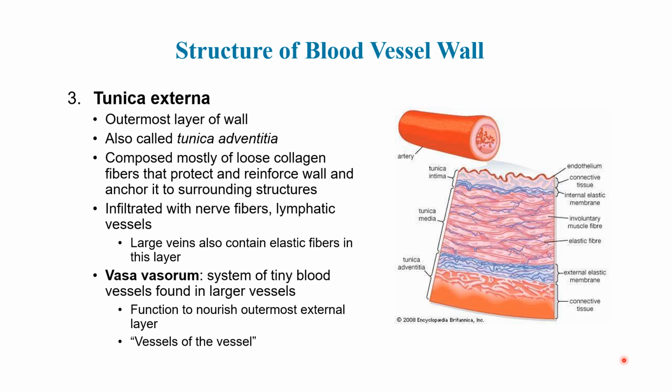Outside tunica media, we have tunica externa. You can remember it from external. So it is the outermost layer of the wall. It is also called tunica adventitia. It is composed of connective tissue. There are collagen fibers that protect and reinforce it to the surrounding structures. And this layer is infiltrated with nerve fibers and lymphatics. And then the larger veins also contain elastic fibers.